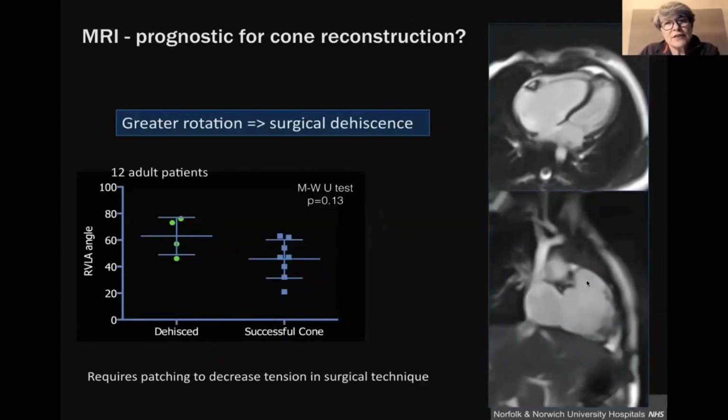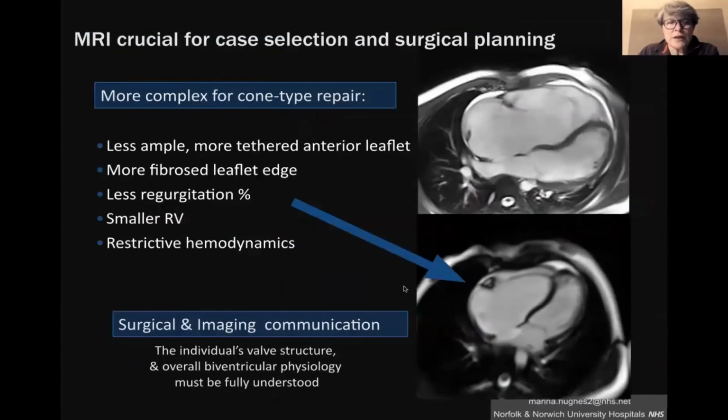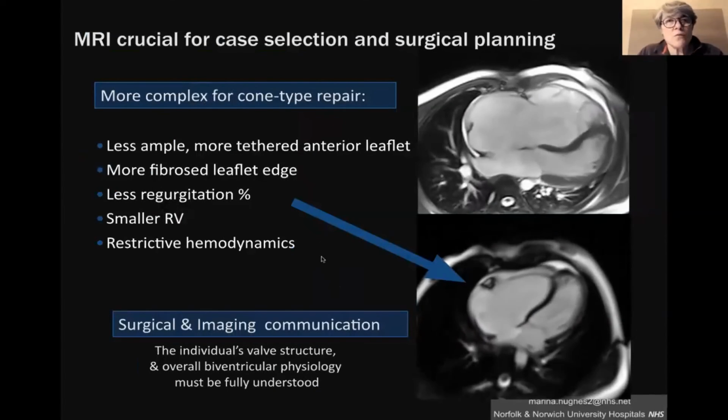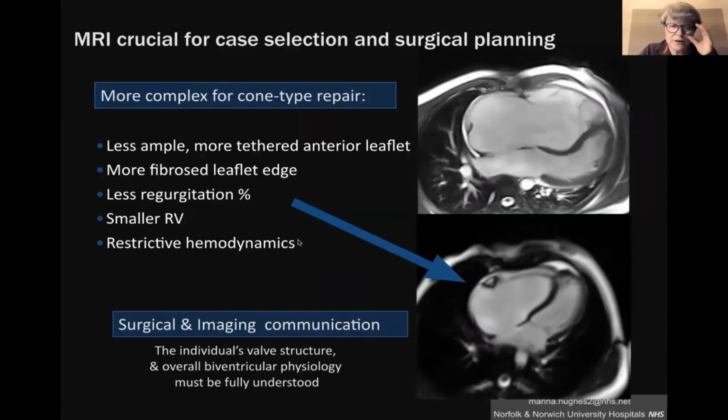And the index predicted post-surgical dehiscence of the valve for adult patients, so predicted more tension and an increased likelihood of dehiscence. So paradoxically, the cone reconstruction was less successful in ostensibly less severe Ebstein anomaly. And that's because it was related to a less ample anterior leaflet, more fibrosed, less regurgitation from the valve, but a smaller RV with restrictive hemodynamics.